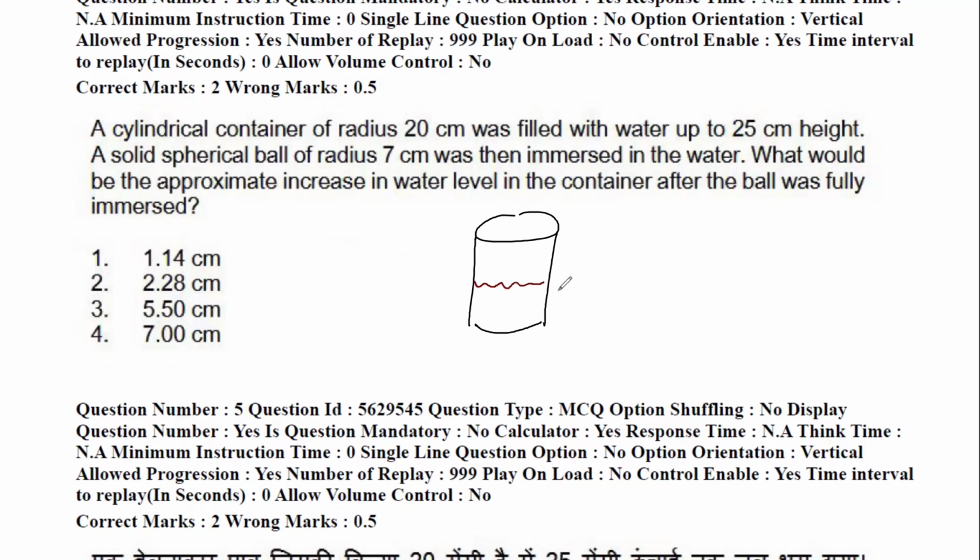So there's water up to the height of 25 centimeters, and the radius is 20 centimeters. What would be the approximate increase in water level in the container after the ball was fully immersed? So the ball is a solid spherical ball of radius 7.